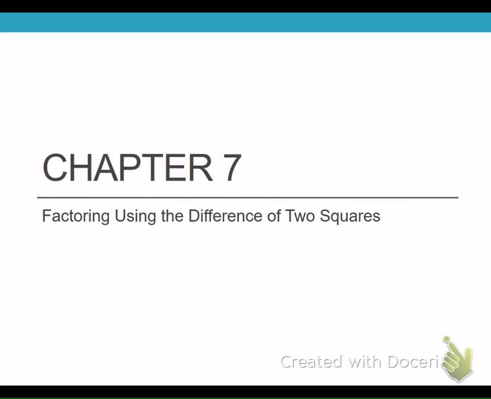A lot of times I call this one DOTS. So if you want to write DOTS at the top, DOTS stands for difference of two squares. So we have GCF, we have DOTS, and then we'll learn factoring trinomials on Wednesday. By the end of this week, you'll have 3 methods for factoring. Any questions so far?